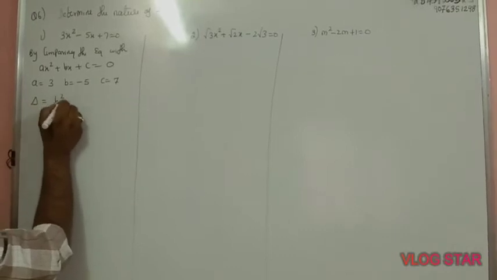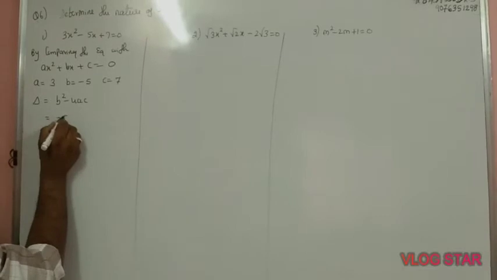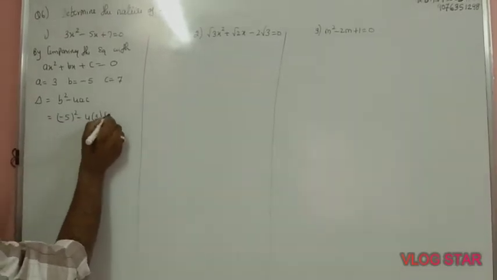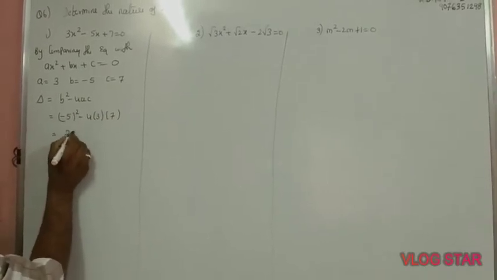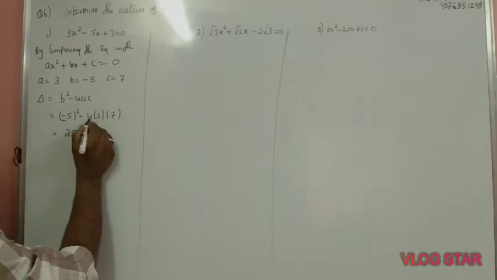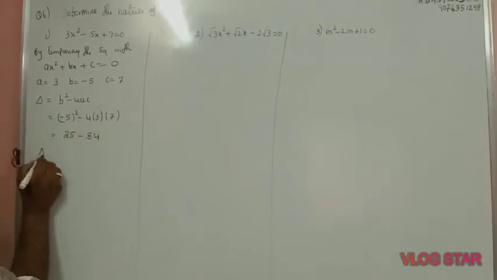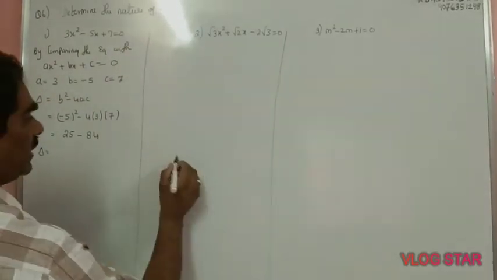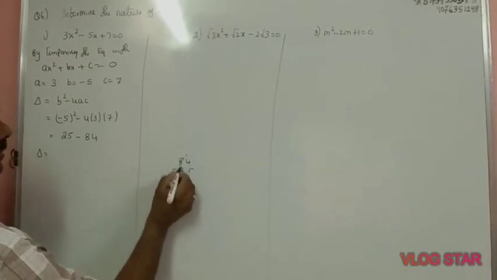Formula of delta is b square minus 4ac. So what is the value of b? -5 the whole square. 4a, the value of a is 3 and the value of c is 7. Minus 5 squared is 25, minus 4 times 3 is 12, 12 times 7 is 84. So delta is equal to 84 minus 25.